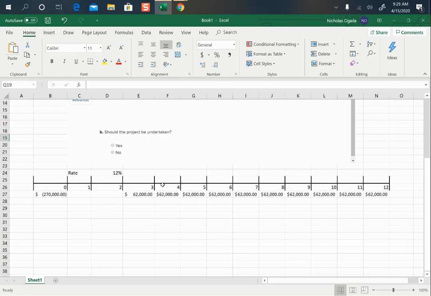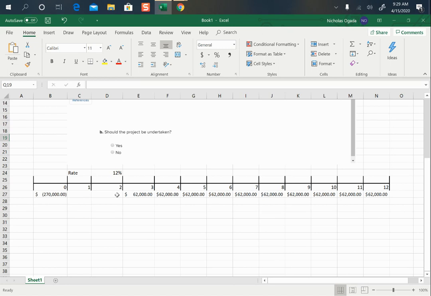Now, from what we know, the $62,000 here represents an annuity payment because it's a series of same payments. The only technical part to this problem is where there is a gap between year 1 and year 2. So there is no cash flow at the end of year 1, at the end of year 2. So there's a gap here.